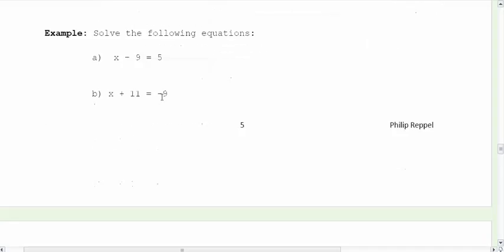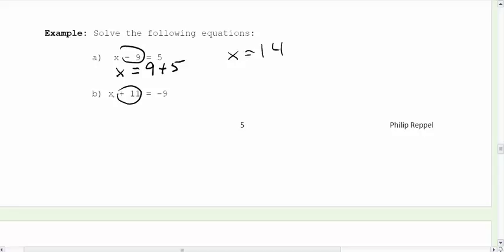So here's a couple of examples. With this problem here, minus 9 is a term. So if I move it to the other side, I simply change the sign. Notice I did not change the sign on the 5 because I didn't move it. Well, x is equal to 9 plus 5, so this one actually has a solution of x equal to 14. 14 minus 9 is 5.